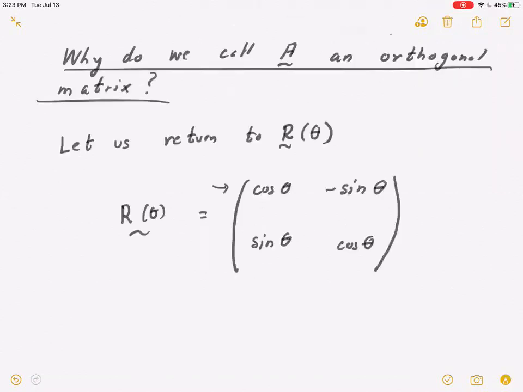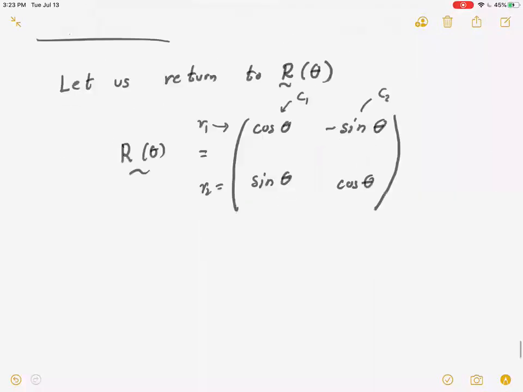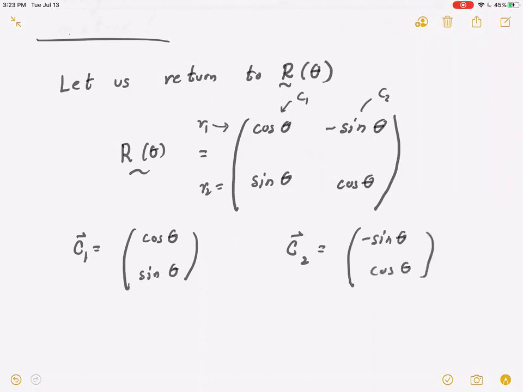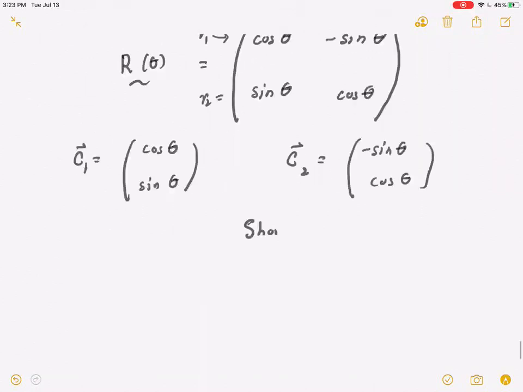Now let's do some microsurgery. This is column 1. This is column 2. This is row 1. This is row 2. So I could write column 1 as a column vector. I've done this before in other examples. I could write column 2 as a 2 by 1 column vector. And one of the things that's easy to see is that if you calculate the norm of these two vectors, you get the same result. Namely, you get 1.